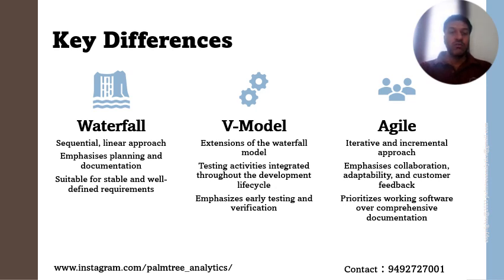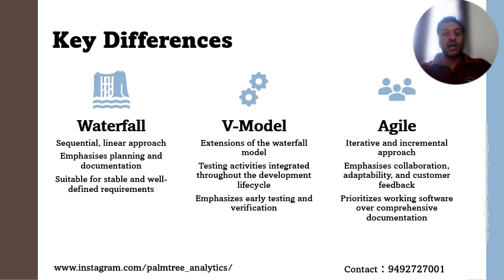Waterfall does not allow for much flexibility or changes in the project, as each phase depends on the previous one and there is no feedback or iteration between phases. V model also does not allow for much flexibility or changes in the project, as each phase has a defined input and output. Agile allows for much flexibility and changes in the project, as each sprint can respond to changing needs and priorities and deliver the value incrementally.